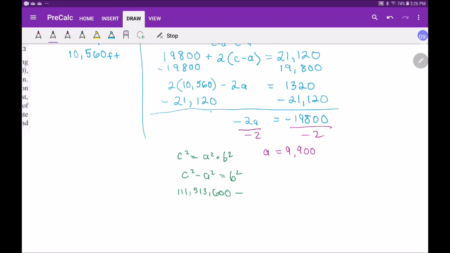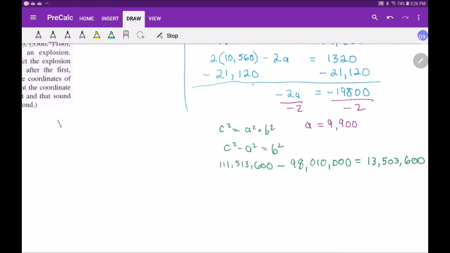I'm going to square a, 9,900, and I get 98,010,000. And that's going to give me b squared when I subtract. B squared is 13,503,600. Okay, I can write my formula.